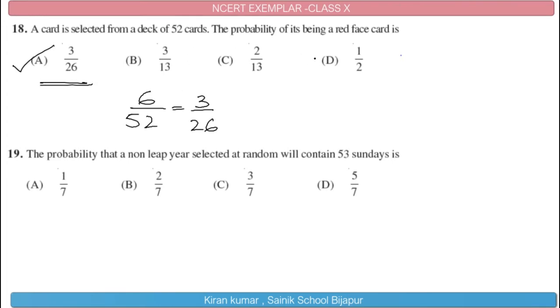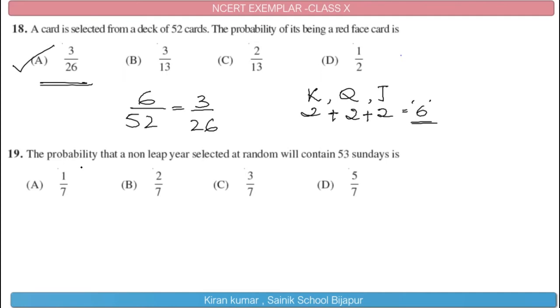So 3 upon 26 is the right answer, because the face cards are King, Queen and Jack. These are the face cards. So there will be 2 kings which are red, plus 2 queens which are red, plus 2 jacks which are red. So totally 6 cards will be red out of the total 52 cards. Therefore, 3 upon 26 is the probability. Question 19. The probability that a non-leap year selected at random will contain 3 Sundays is.